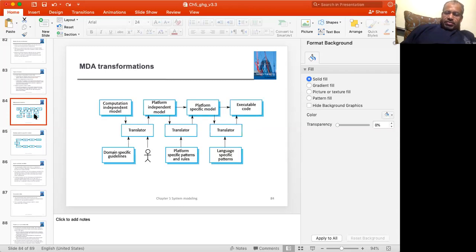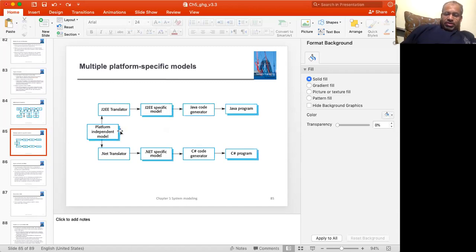Let's go back up again. Once we have the platform-independent model, the translation step is only in here, and we don't have to start from the earlier domain model and the requirements. So we don't make assumptions in the requirements model about what platform is going to execute this.